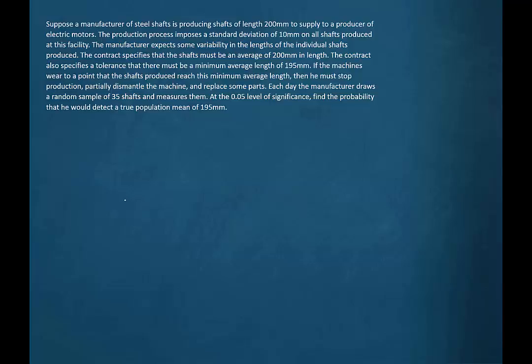Each day, the manufacturer draws a random sample of 35 shafts and measures them. At the 0.05 level of significance, find the probability that he would detect a true population mean of 195 millimeters. So, the hypothesized mean is 200 millimeters. This is what is specified in the contract, that the population mean is 200 millimeters. So this would be the null hypothesis, our hypothesized mean.